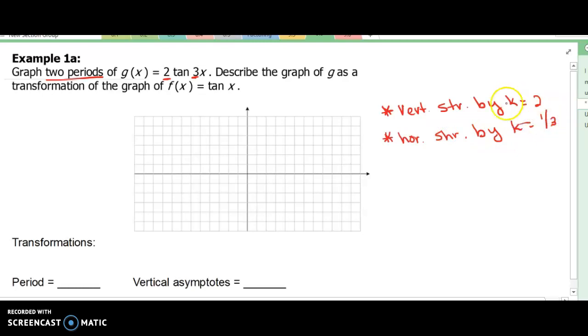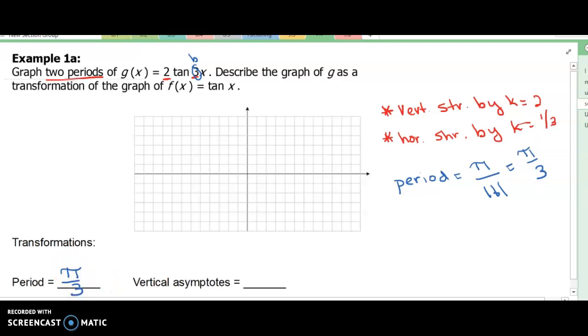All right, so now let's use this 3, which is our b value, to find our period. The period equals pi over the absolute value of b, so this would just be pi over 3 is our period.